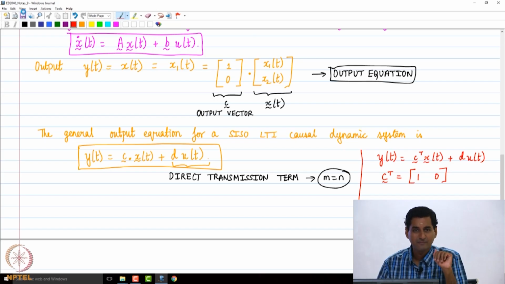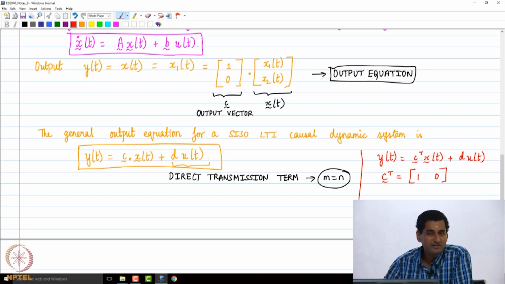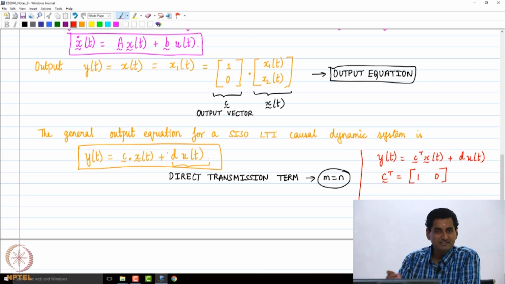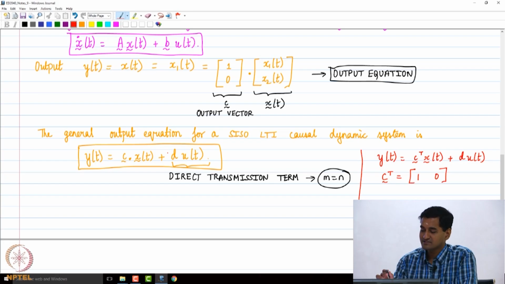Okay, absolutely. D is a scalar for a SISO system, right? Because ultimately we are dealing with a SISO system, so essentially y is a scalar. So obviously on the right hand side also you should have a scalar, right? So u is a scalar, so d is a scalar. Okay, and c is a vector, x is a vector. You take the dot product, you will get a scalar, right? Scalar valued function. So you can see that the terms agree dimensionally, right? So that's something which is very important.